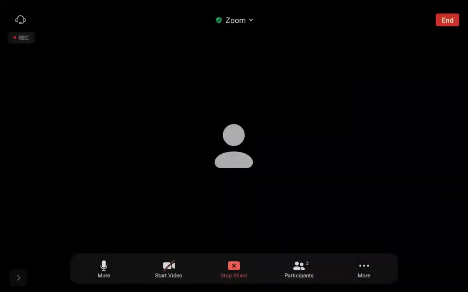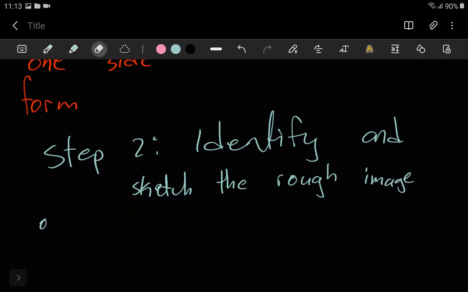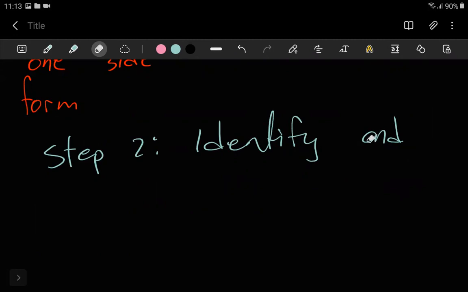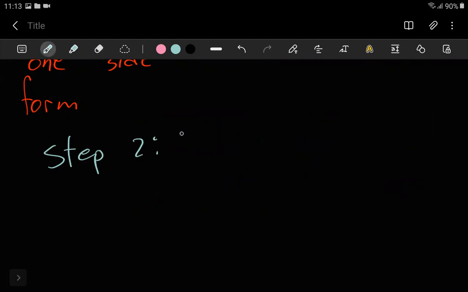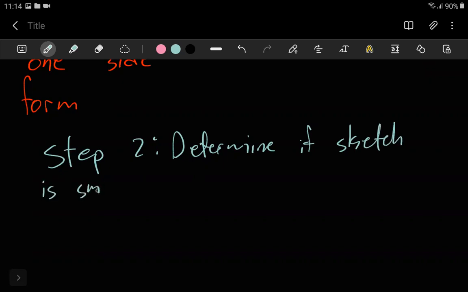Okay, it's fine. So we said here, identify and sketch the rough image. Can't you say, and I can identify if it's a negative or positive sketch? We can add more words, because that's what the identifying part is trying to say. I think that's a good idea, because you're trying to see whether it's going to be a positive or a negative graph. So determine if sketch is smiling or frowning. I hope this is how you spell frowning.